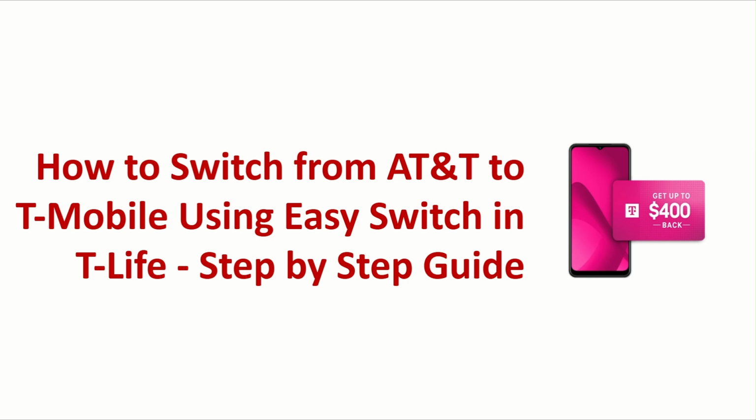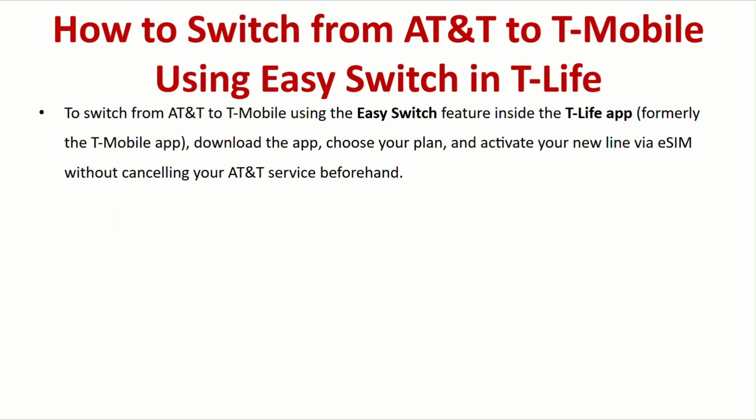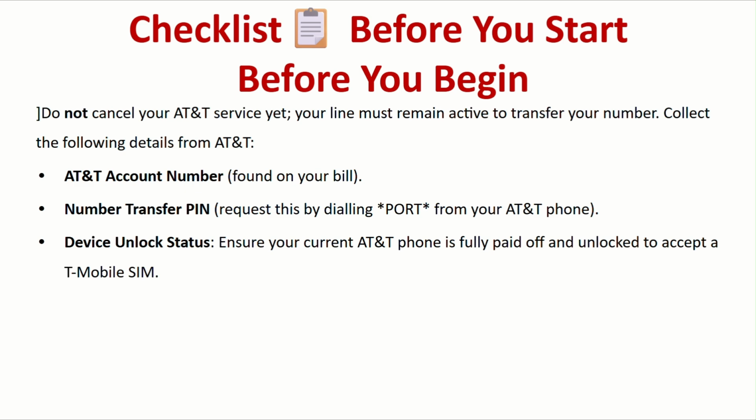Today in this video, we are going to see how to switch from AT&T to T-Mobile using Easy Switch in T-Life, a step-by-step guide. To switch from AT&T to T-Mobile using the Easy Switch feature inside the T-Life app, formerly the T-Mobile app, download the app, choose your plan and activate your new line via eSIM without cancelling your AT&T service beforehand. Checklist before you begin.